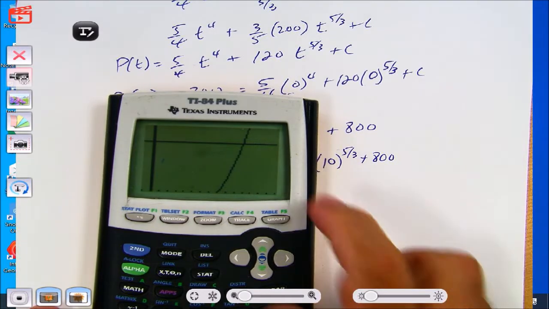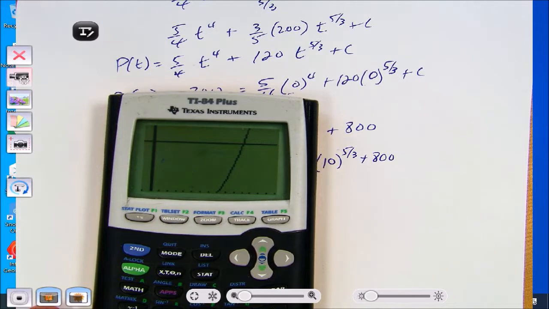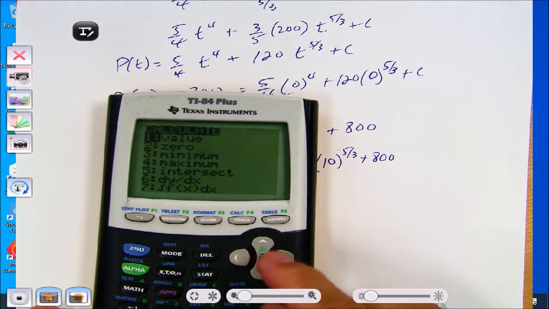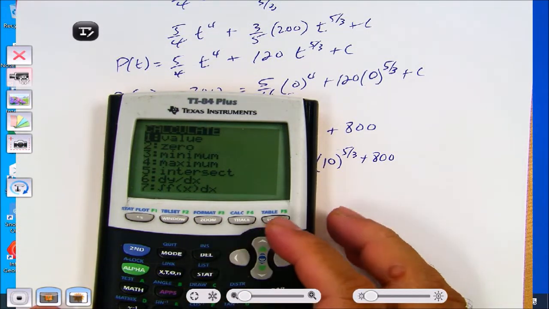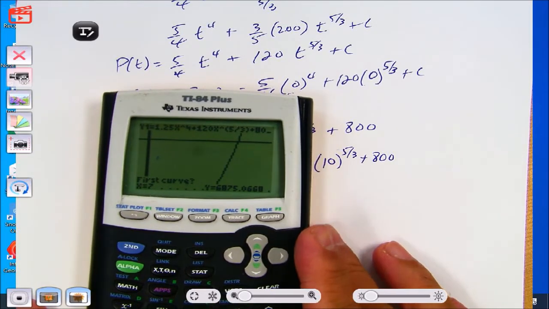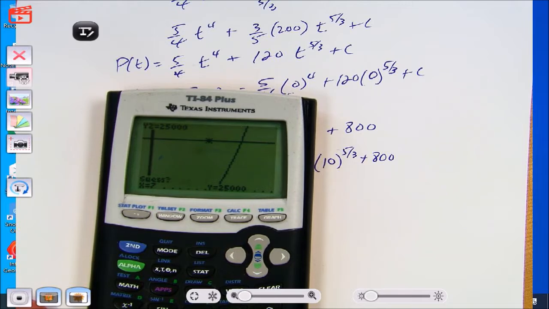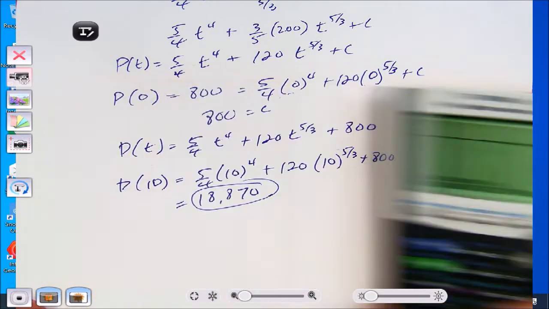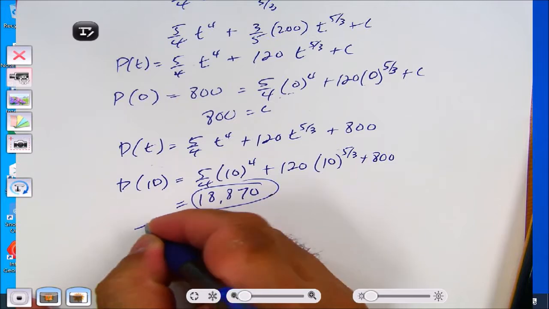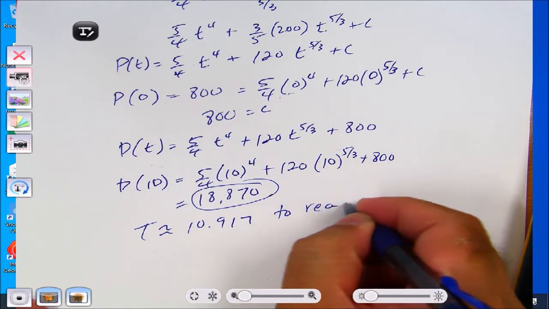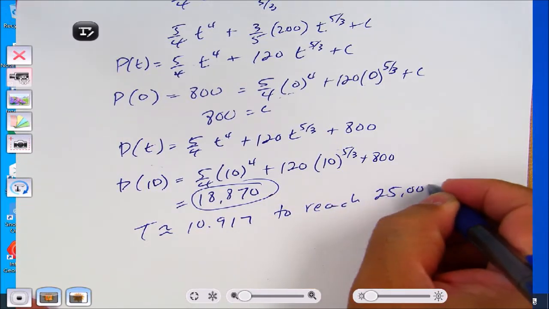Now what you're looking for is the intersection. So the intersection, you're going to use second calc or second trace. We're looking for the intersect, number 5. I prefer intersect because you can just press enter, and then press enter. And it says 10.9167. So 10.917. So t is about 10.917 years to reach 25,000 people.